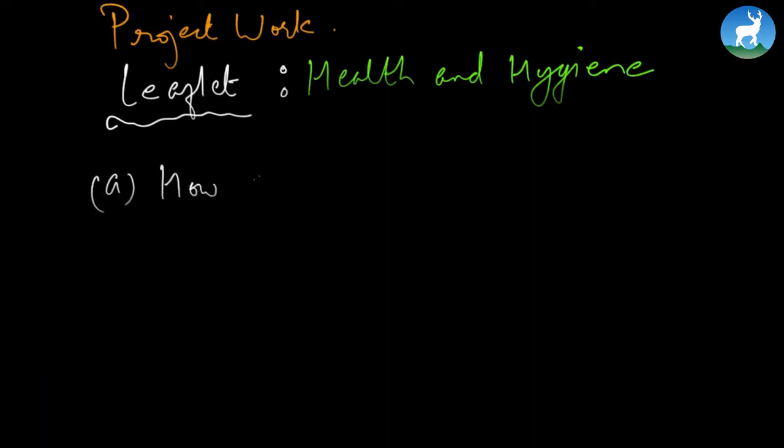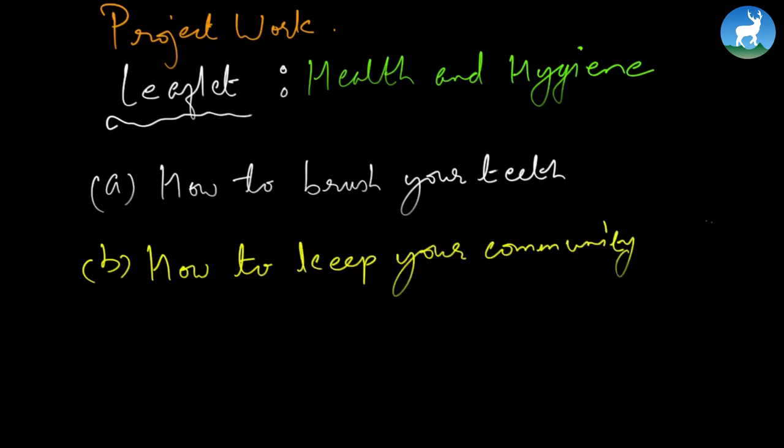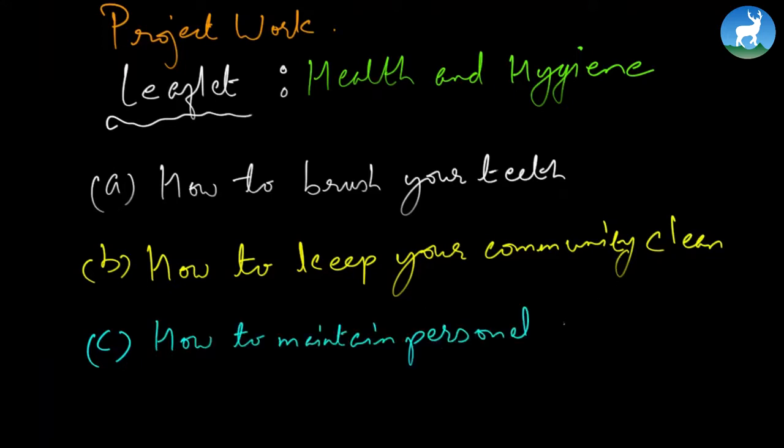To cover this theme, on how to maintain health and hygiene, you can prepare a leaflet on these 3 topics. How to brush your teeth: your leaflet should teach how to brush the teeth. How to keep your community clean: your leaflet should teach that. And finally, your leaflet must include how to maintain personal health. Remember, the theme is health and hygiene.